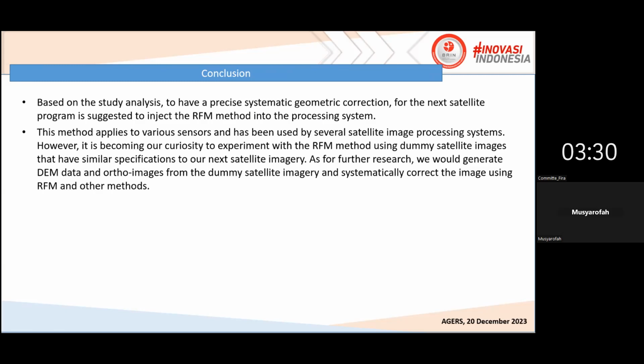However, it has become our curiosity to experiment with the RFM method using dummy satellite images that have similar specification to our next satellite imagery. As for further research, we will generate TM data and auto image from the dummy satellite imagery and systematically correct the image using RFM and compare it with another method.